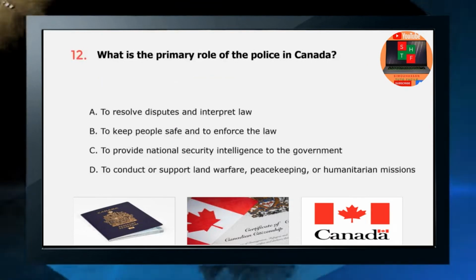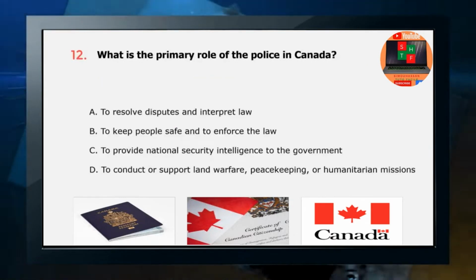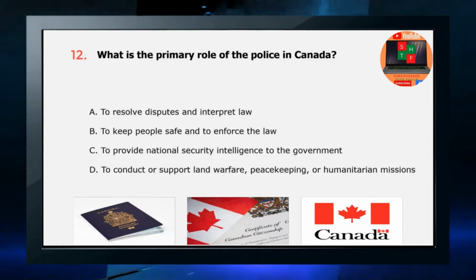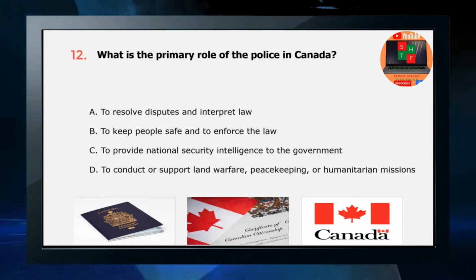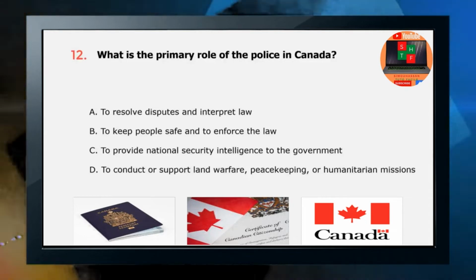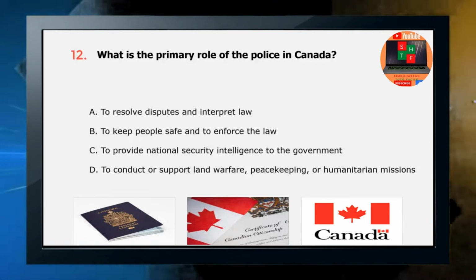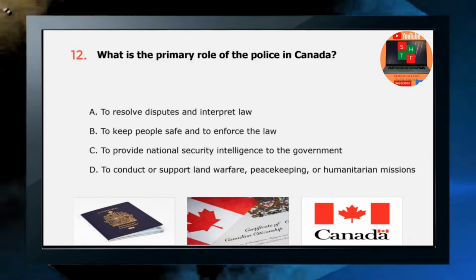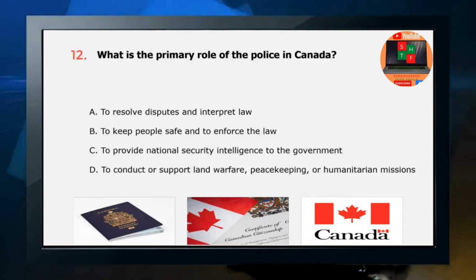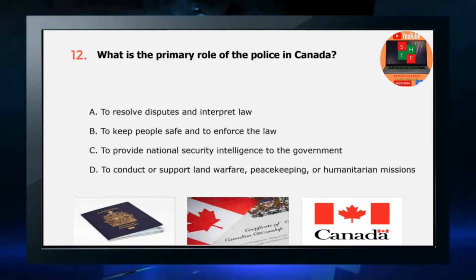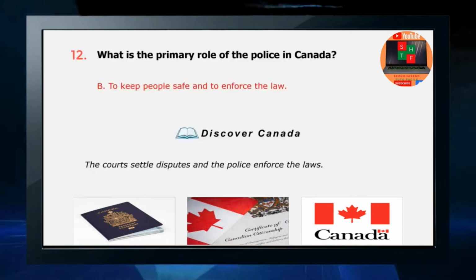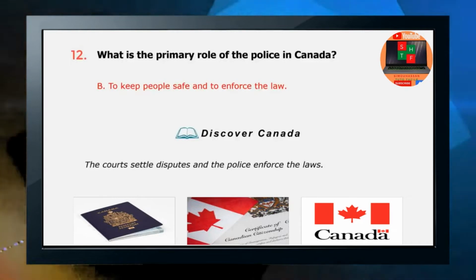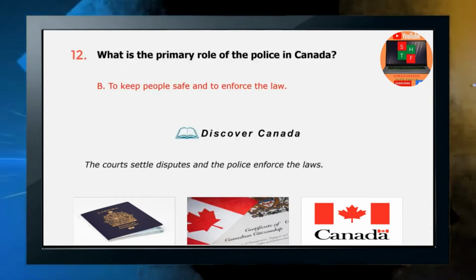Question 12. What is the primary role of the police in Canada? A. To resolve disputes and interpret law. B. To keep people safe and to enforce the law. C. To provide national security intelligence to the government. D. To conduct or support land warfare, peacekeeping, or humanitarian missions. The answer is B. To keep people safe and to enforce the law.